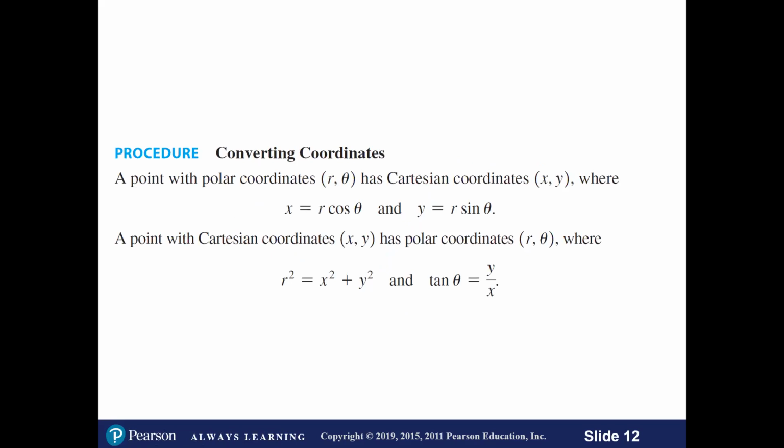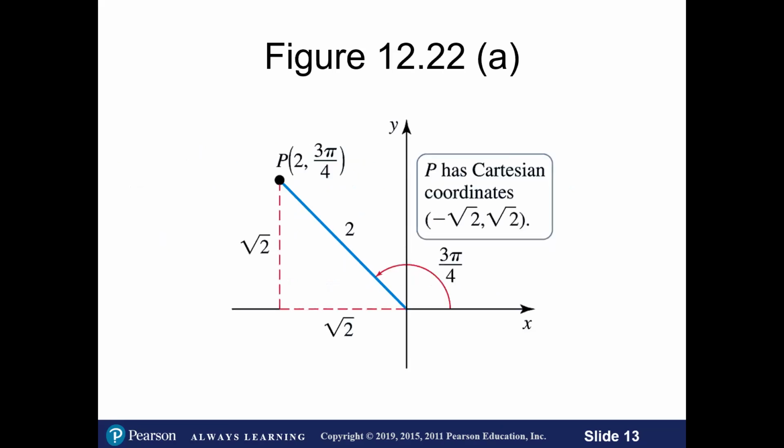So a point with polar coordinates r, theta and Cartesian coordinates x, y: if that is the same point, then x will equal r cosine theta, and y will equal r sine theta. And a Cartesian coordinate point x, y and polar coordinates r, theta are the same point if r squared = x squared + y squared, and the tangent of theta is y over x.